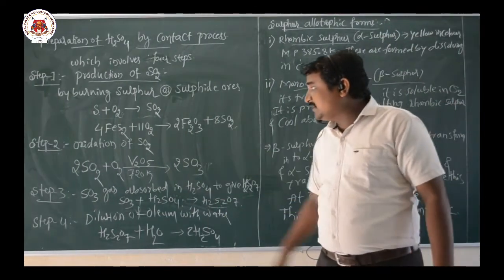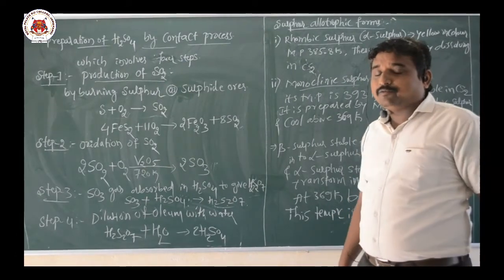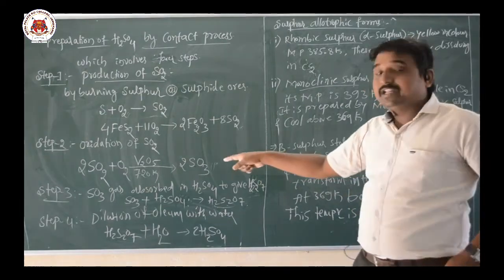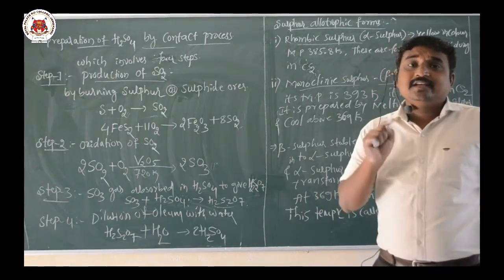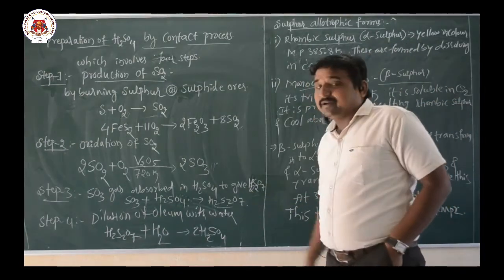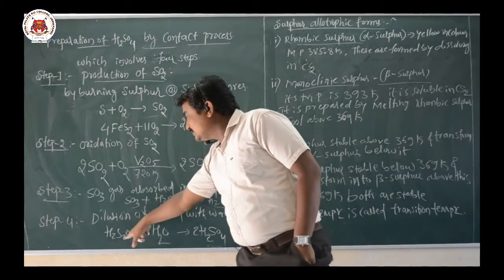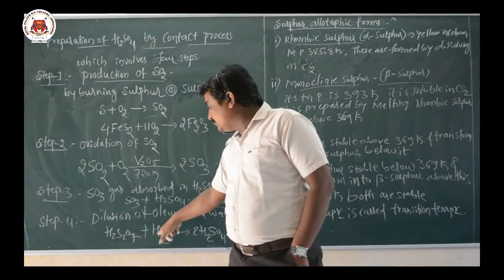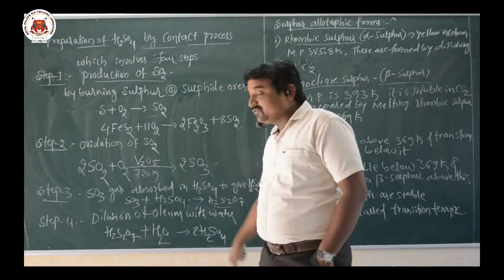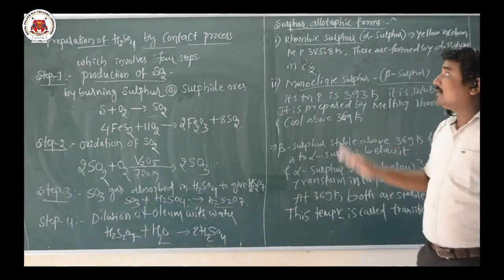And the third step, SO3 gas is absorbed in H2SO4, and there is a formation of oleum, H2S2O7. So SO3 plus H2SO4 gives H2S2O7. This is oleum, and later on this oleum is diluted with water, H2O, and there is a formation of H2SO4, sulfuric acid. So this is about the preparation of H2SO4 by contact process.